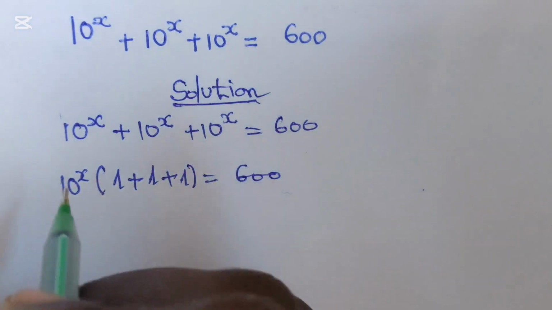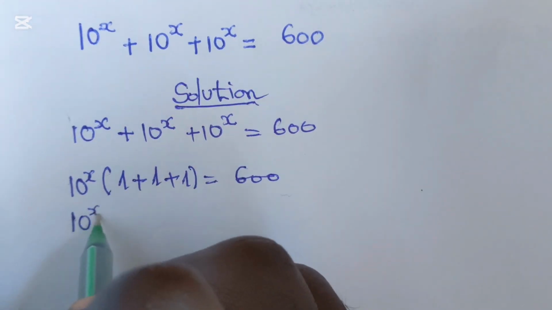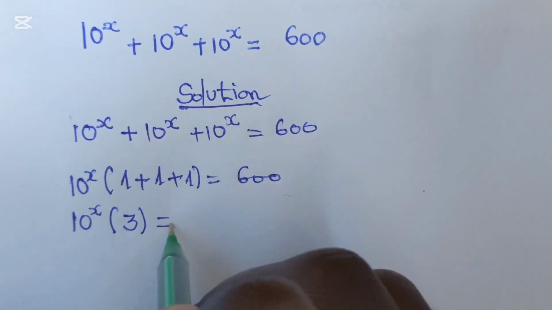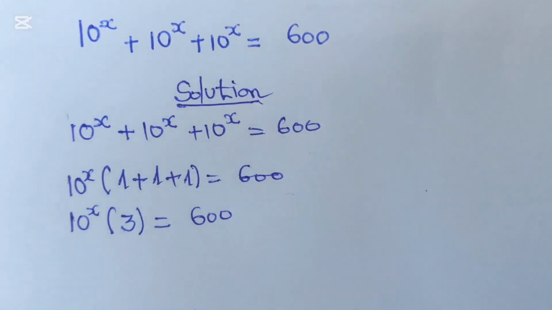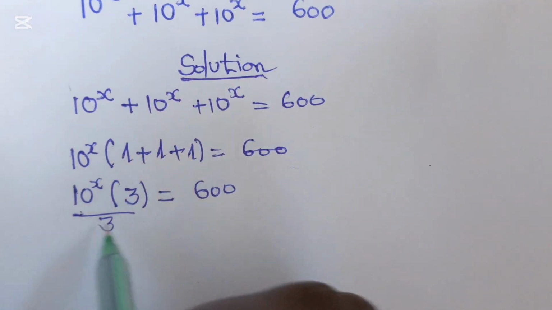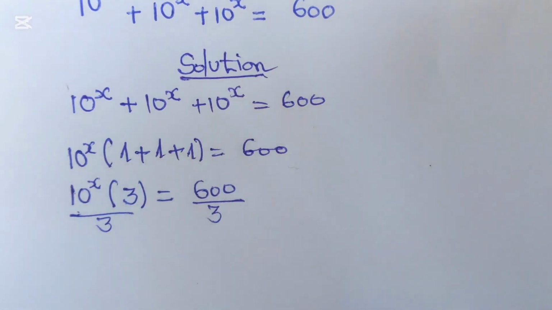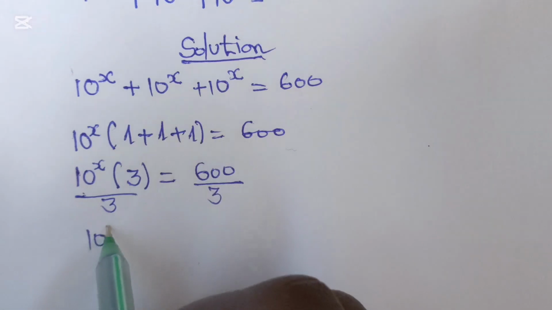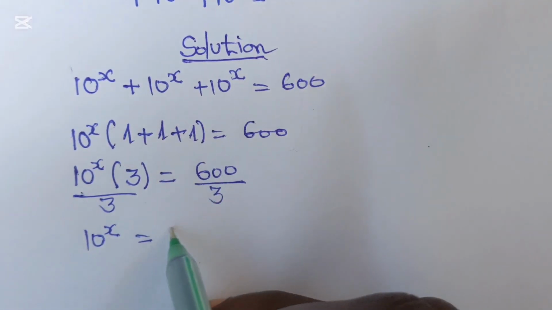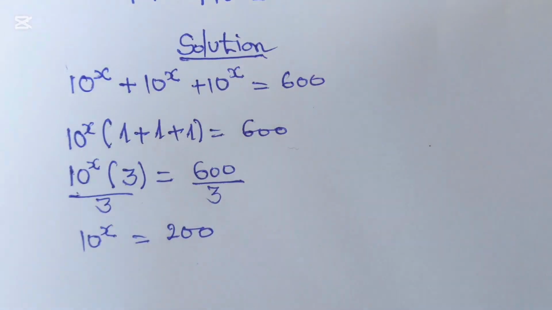Okay, then here 10 to the power of x, once we add them we get 3, to be equal to 600. Now divide by 3, then our 10 to the power of x will be 600 divided by 3, which is equal to 200.